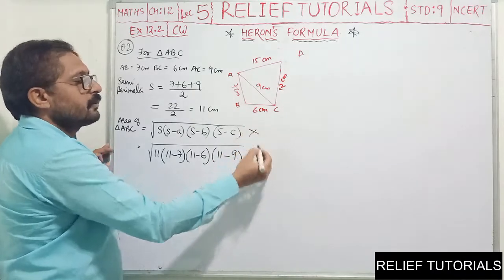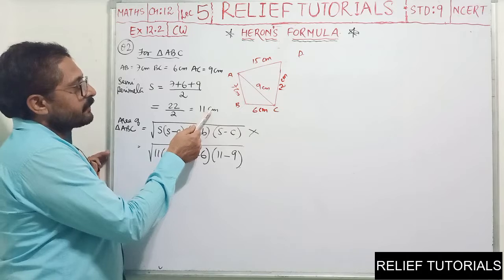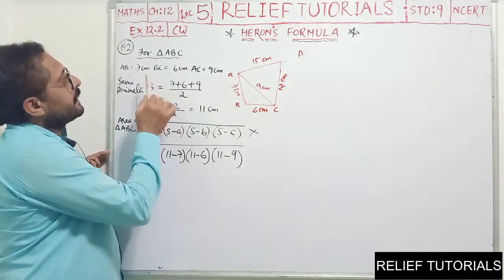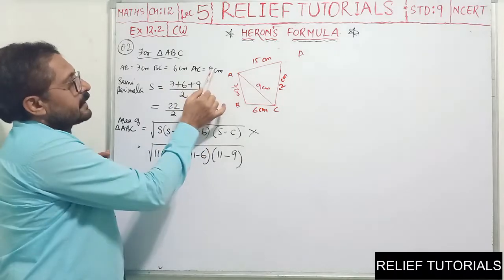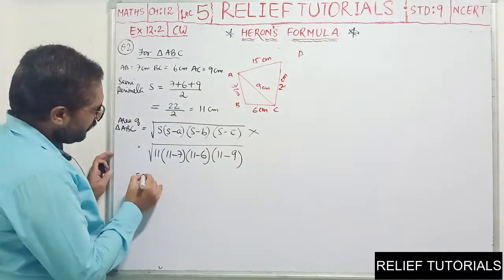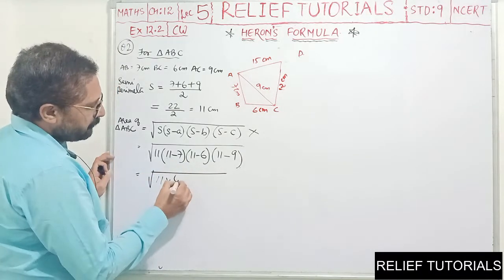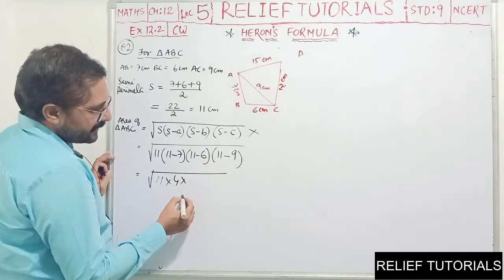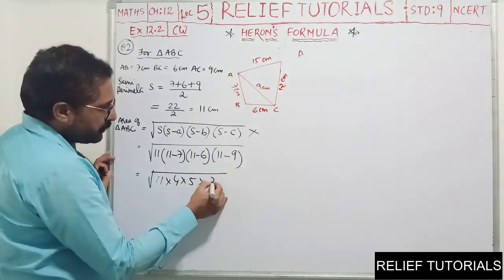So from now onwards we will not write this formula. Just we will write S. S is 11. Then in bracket 11 minus 7, 11 minus 6, 11 minus 9. That's all. So no need of mentioning the formula. Okay? Now see. 11. 11 minus 7, 4. 11 minus 6, you get 5. 11 minus 9, 2.